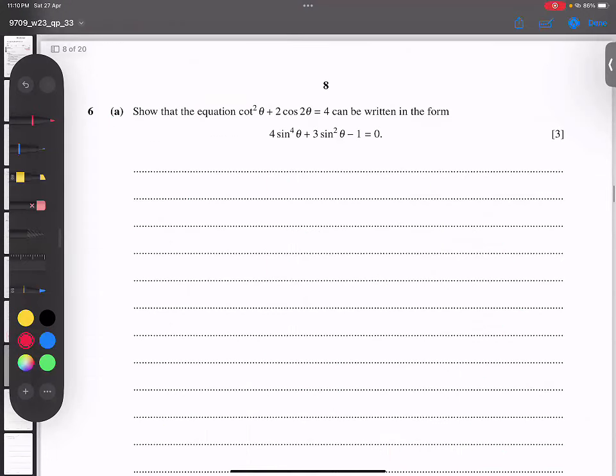Number 6. Show that this equation can be written in this form. And we have a double cos, you see. So we have 3 formulas for cos. Let me write all 3. Okay. And these formulas will help you a lot. One formula: cos double theta equals cos squared theta minus sine squared theta. Basically this half angle comes here, and the half angle goes there.